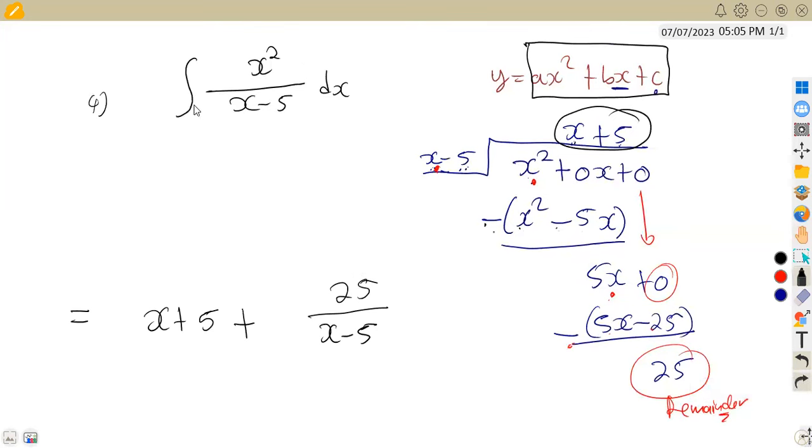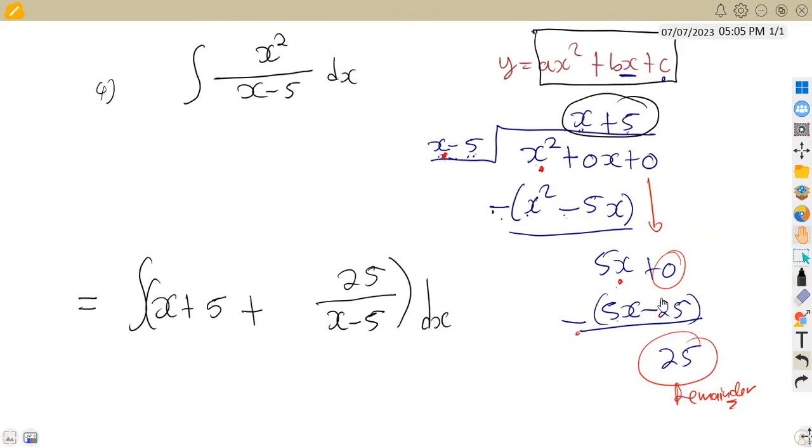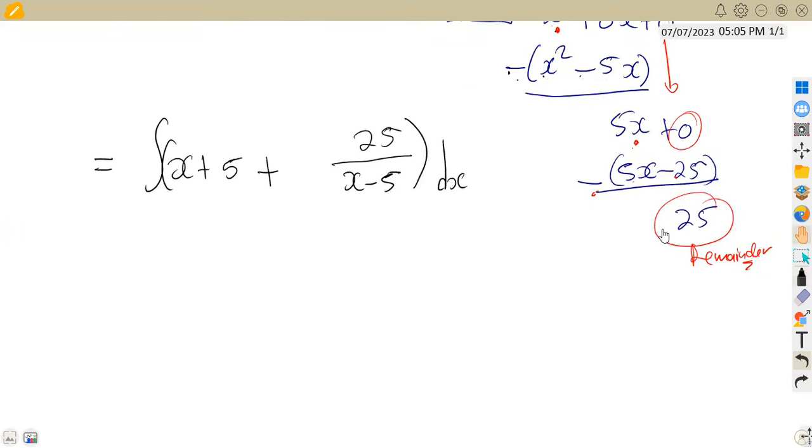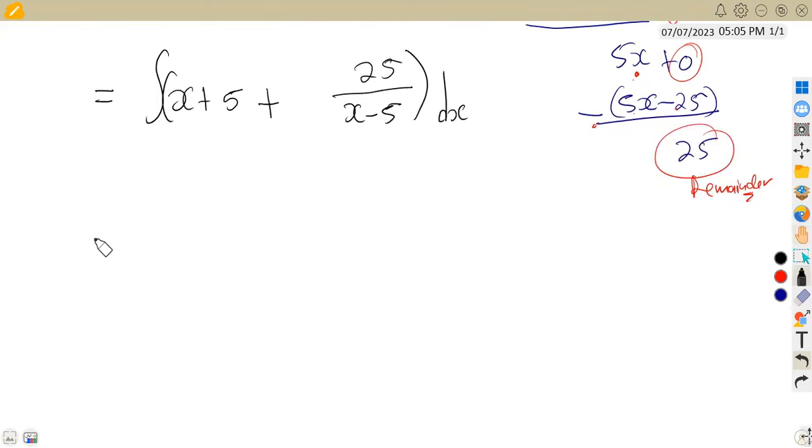We are simply going to integrate. We introduce our integration as it is, everything to be integrated with respect to x. So that is what you're going to do. We are back to the normal question where we are going to integrate each and every part. So how are we going to integrate this part, guys?